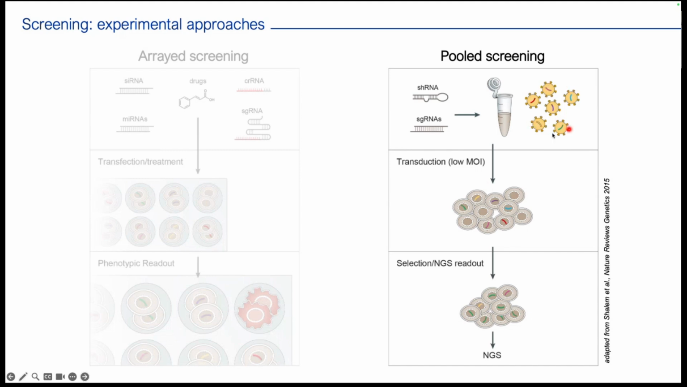So we will end up with cells that express different siRNAs or CRISPR guides, for example. And so each of the cells will be different. And then what we have to do is to apply some sort of selective pressure. This is typically proliferation or cell death or sorting, some kind of separation.